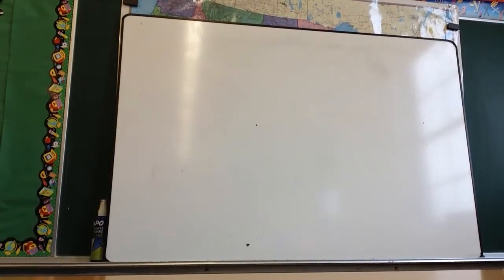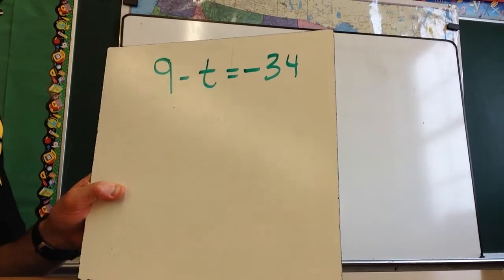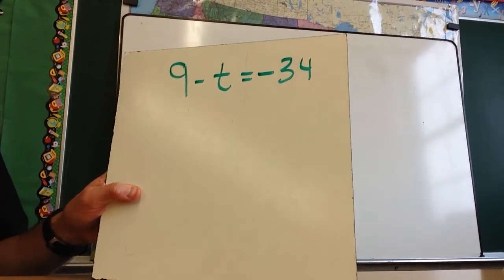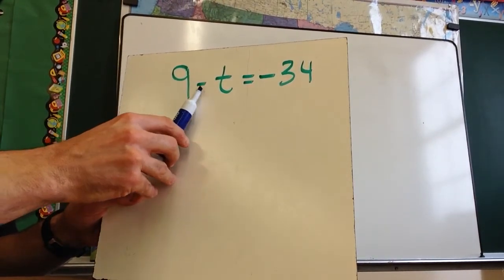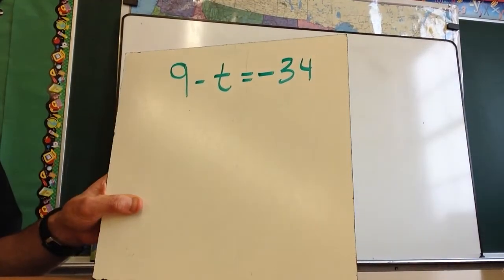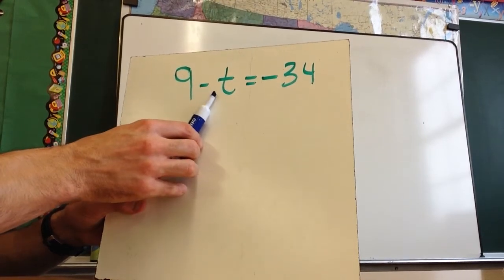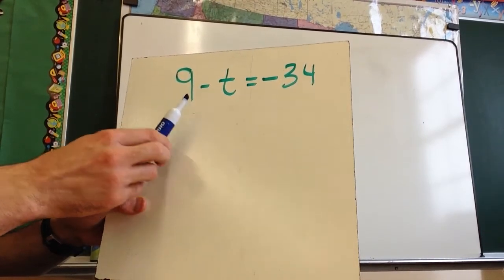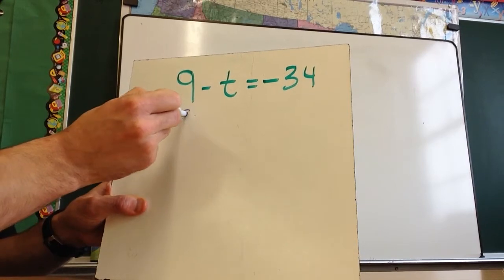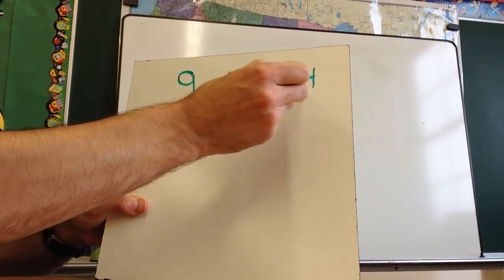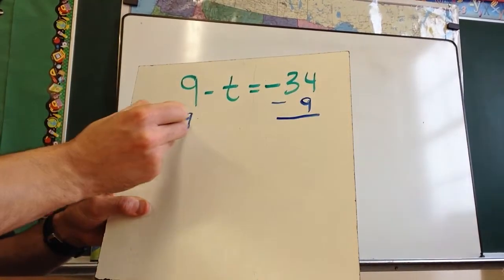Now let's talk about what happens with subtraction and obviously some of the negative numbers. So this is going to be 9 - t = -34. Again, what I want to do is get the t by itself. I'm going to try to isolate the variable. Keep in mind that even though this is a subtraction problem, this 9 is positive, so the opposite of positive 9 is negative 9. So I'm going to subtract 9 from both sides.